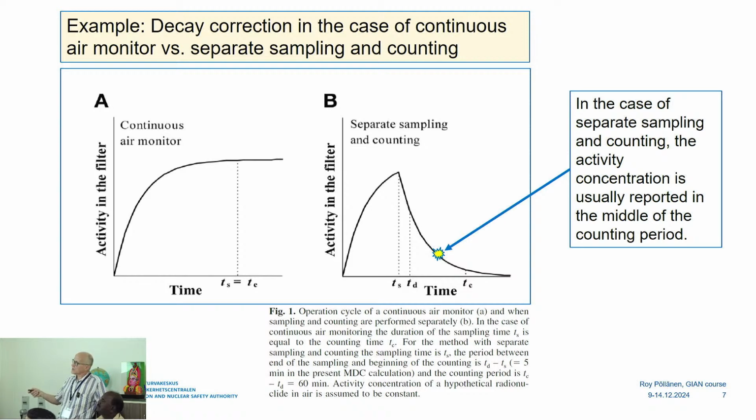This happens in the case of separate sampling, and after sampling, we take counting. So here we take a sample, for example, a 1-day sample. It takes some time to change the filter, and here we start counting by using alpha or gamma ray spectrometry. So, for example, in the case of the CTBT organization, this time here, if I remember this correctly, is 1 day.